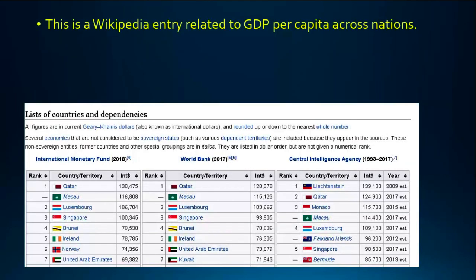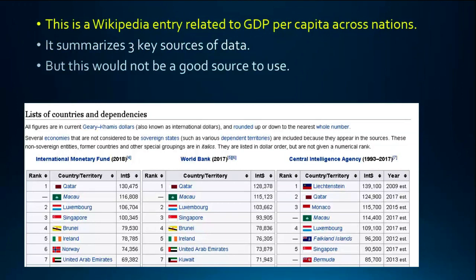Let me just show you an example. This is a Wikipedia entry related to gross domestic product per capita across nations. This is the kind of thing my students in econ would be using a lot, but it summarizes 3 key sources of data. It's not a good source to use because all it's doing is summarizing stuff that I could find elsewhere. We need to go to the primary source.